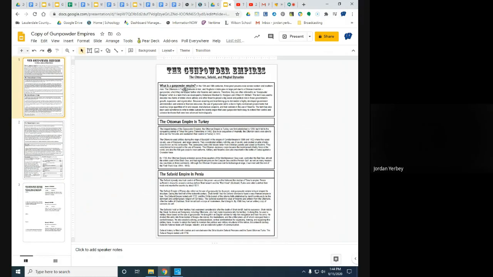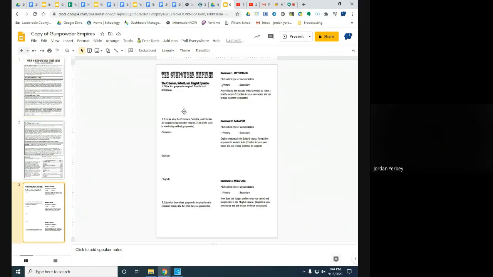The first paragraph is about why these empires are called gunpowder empires. You'll read that, and there's a question that goes with it on the graphic organizer. It's right here. Your graphic organizer already has the text boxes set up for you, so you just have to click in those and start typing. Here, here, here, here, here, and here.